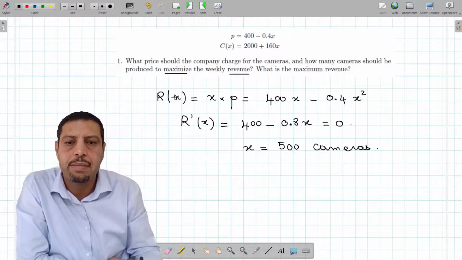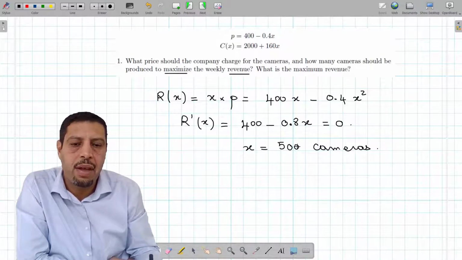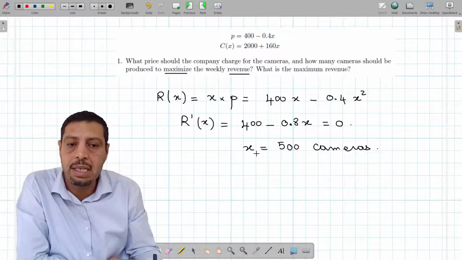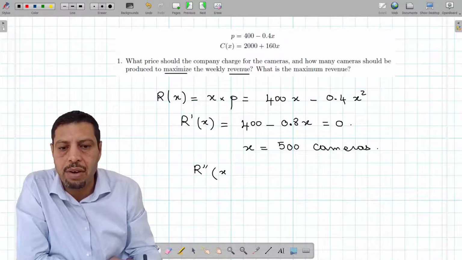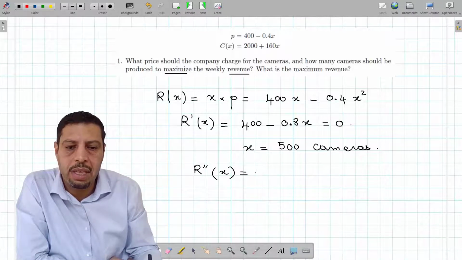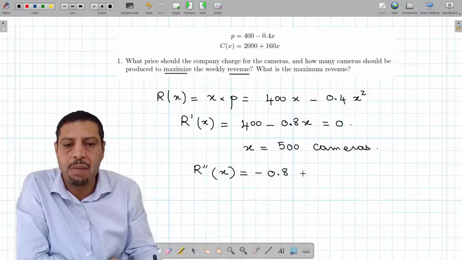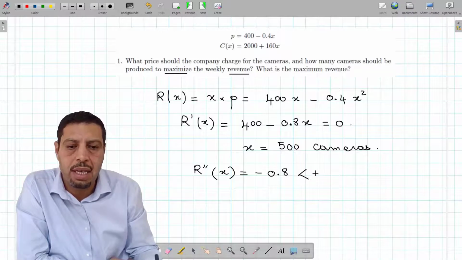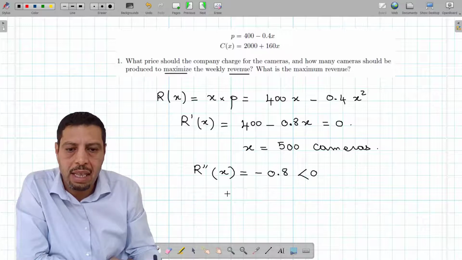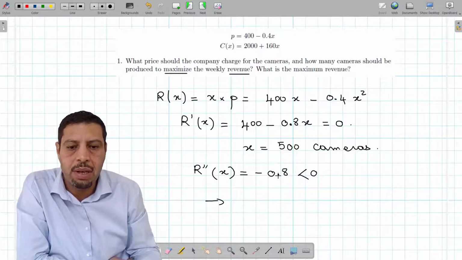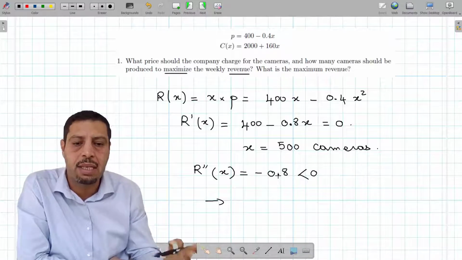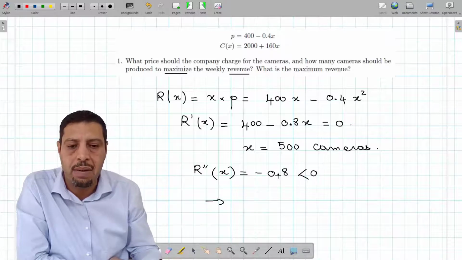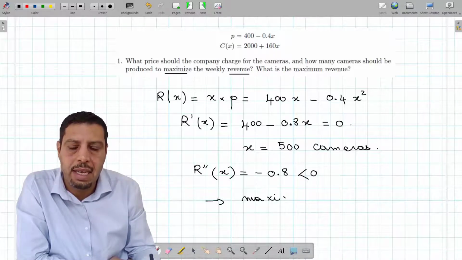Now, the question is to maximize the weekly revenue. Are you sure that you have a maximum here? Not yet. It says only that this is a critical point. To check that it's a maximum, we're going to use the second derivative test. R second of x is equal to negative 0.8, since R prime of x is 400 minus 0.8x. It doesn't depend on x, so we don't need to compute it at x equals 500. It's always negative. Since the second derivative is negative, we have a local maximum. Remember that at a critical point, you may have a maximum or a minimum. To check this, check the sign of the second derivative. If it is negative, it's a maximum. If it is positive, you have a minimum. So here we have a maximum, since the second derivative is negative.